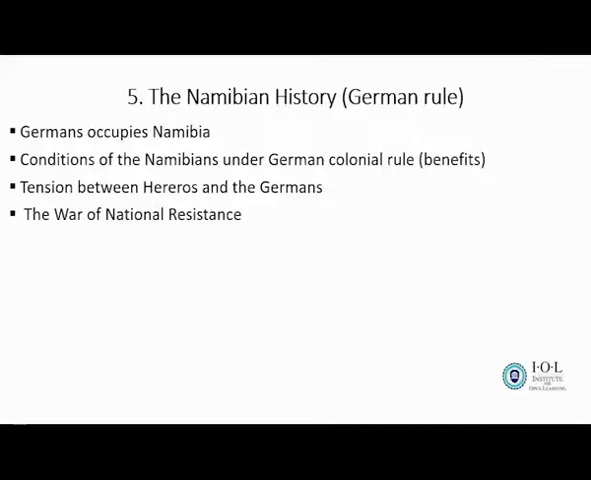People were not free. They became slaves. They were working for white people under harsh conditions. Namibian farm workers were badly treated. Those who worked at the farms of the whites were badly treated, beaten to the point of death, even killed.